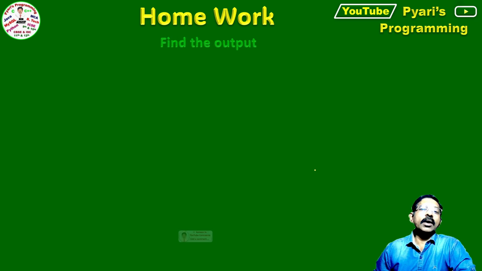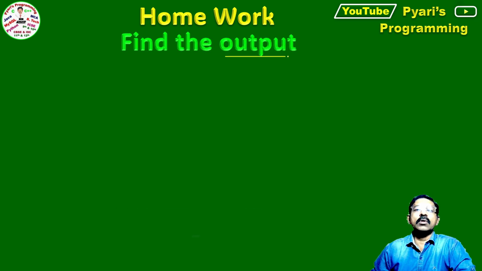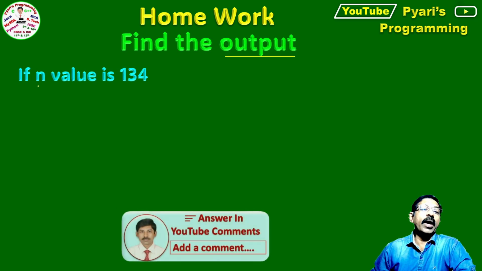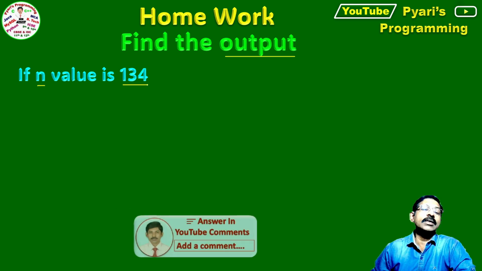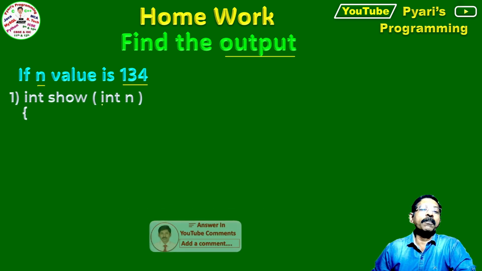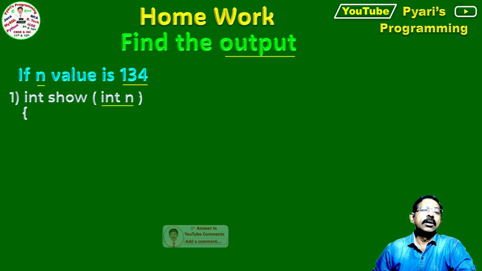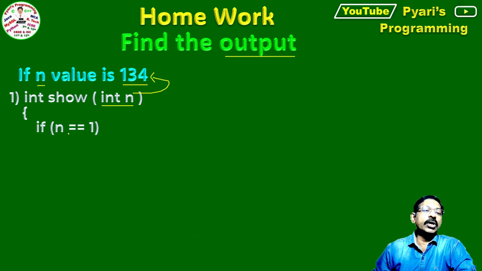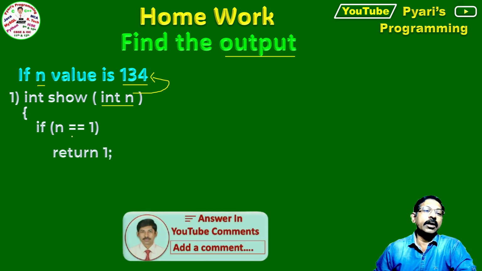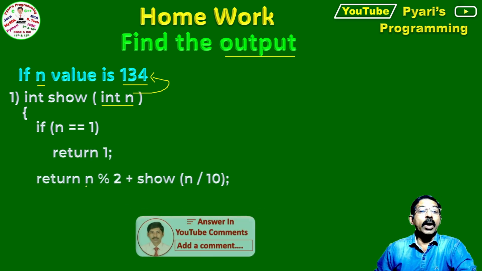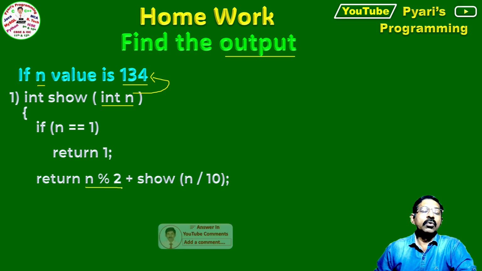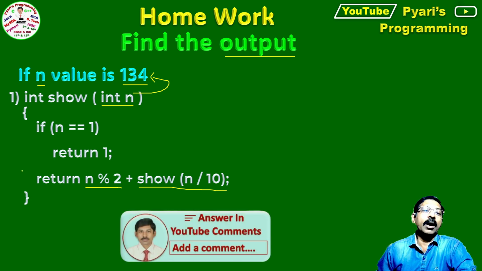It's time for homework. Let's see what it is asking for this time. Find out the output. What is the question? If n value is 134, what is this n value? It is the formal parameter in the method whose value is 134. What is the base condition? If n is equal to 1, then return 1. Otherwise, what am I going to do? n modulo 2, which is the non-executable part, and the recursive method call is with n by 10. This is the closing body of the method. Then what will be my output?